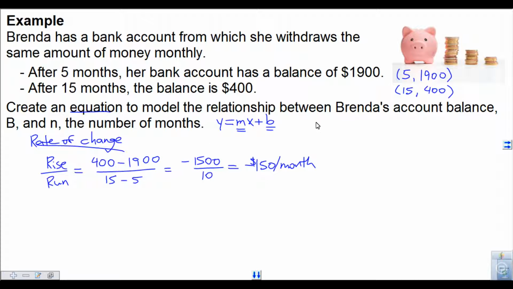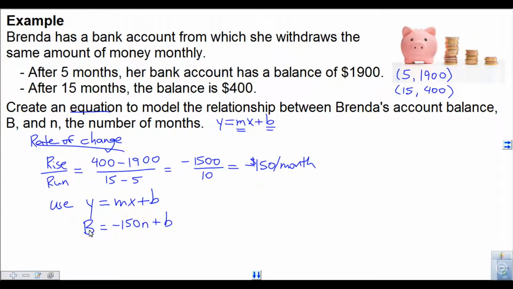All right, so I know that Brenda is taking $150 a month out. I need to know what the balance was at the very beginning, at 0 months. So now we're going to use y equals mx plus b. Let's create a partial equation to help us solve for whatever b is. So y here is the balance. So I'm going to use B for balance is equal to, now m is the rate of change, which we just found, as negative 150, times n for the number of months, plus little b for the initial value.